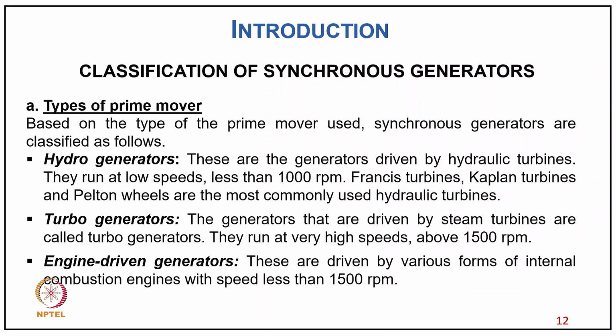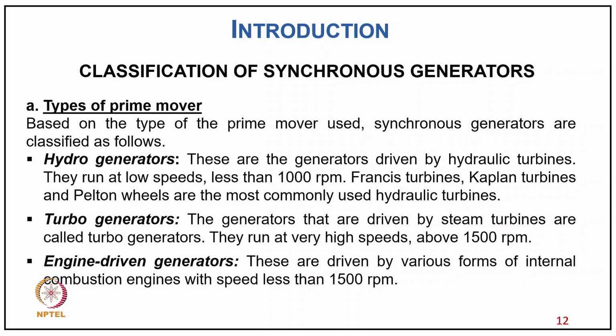Coming to the detailed classification of synchronous generators, the first is the type of prime mover. Based on the type of prime mover used, the first type is the hydro generator. These are generators driven by hydraulic turbines. They run at low speed, less than 1000 rpm, and Francis turbines, Kaplan turbines, and Pelton wheels are the most commonly used hydraulic turbines to drive the synchronous generator.